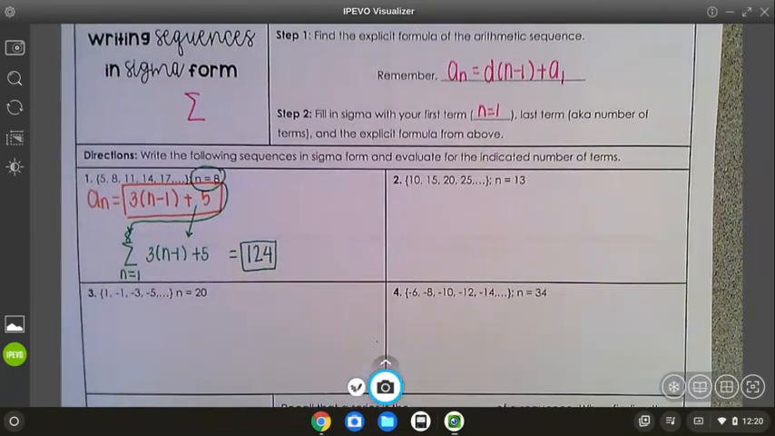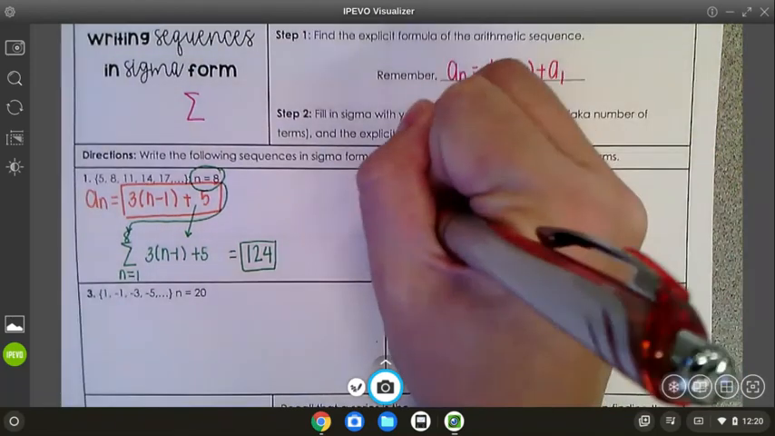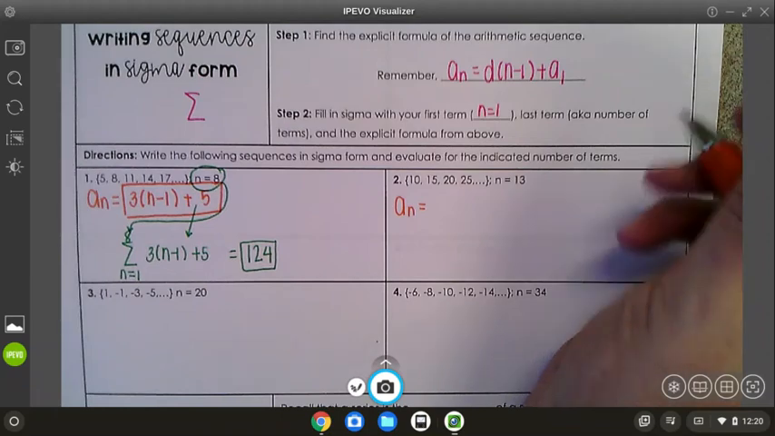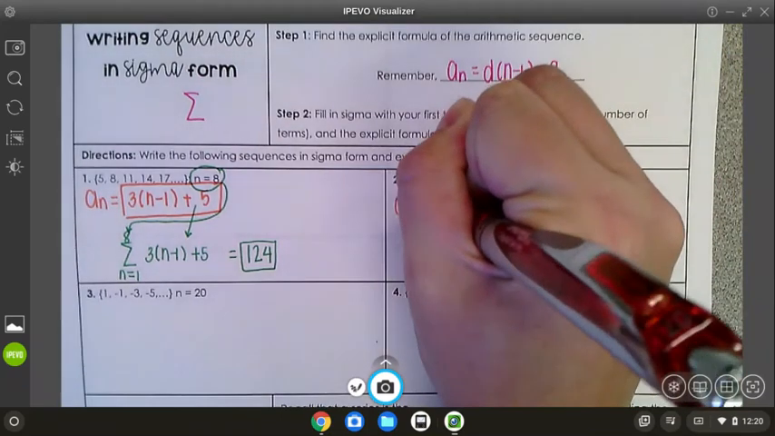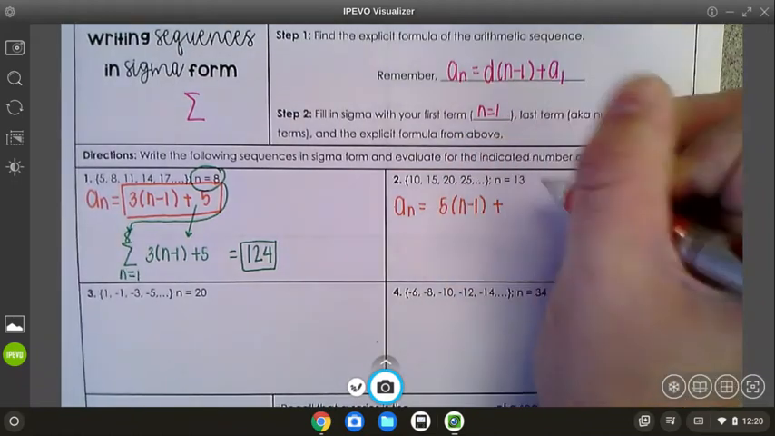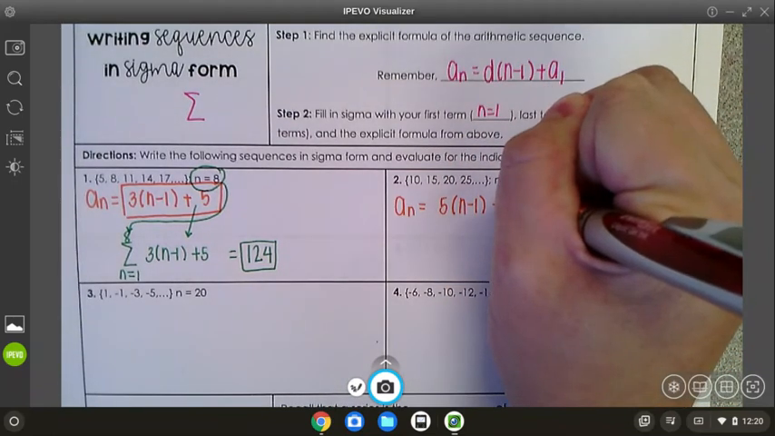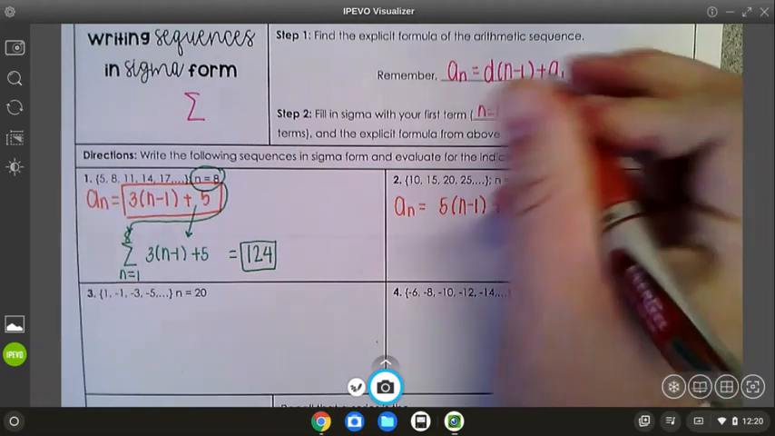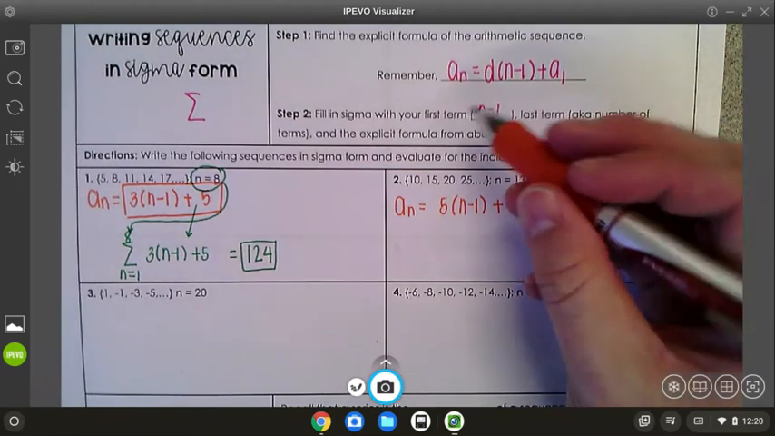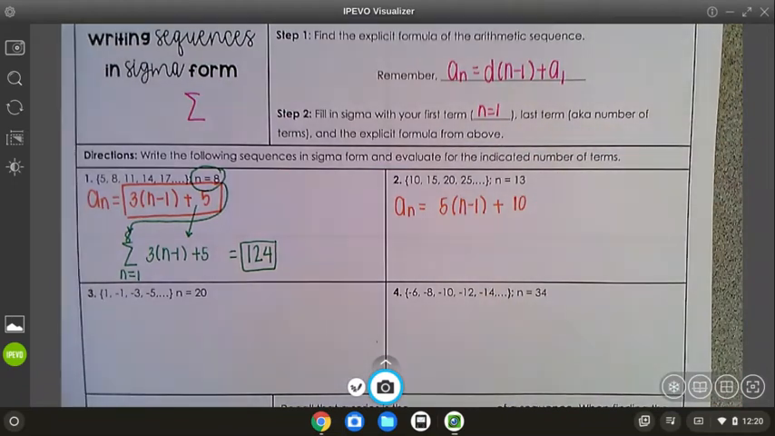All right, so let's look here. What's my common difference? 5, n minus 1, plus my a1, 10. So this is the formula that'll give me any term in the sequence.